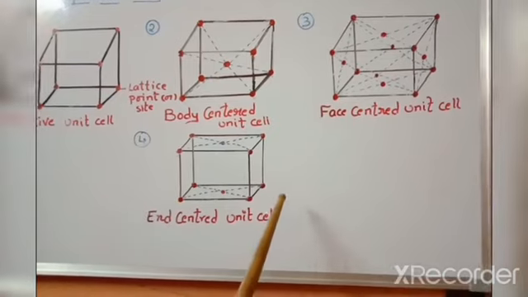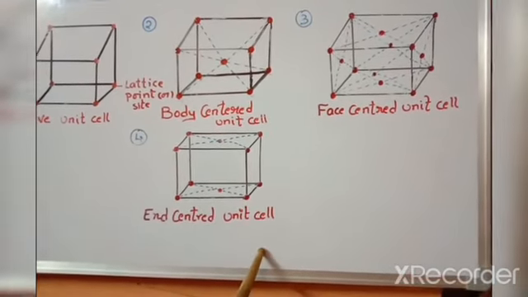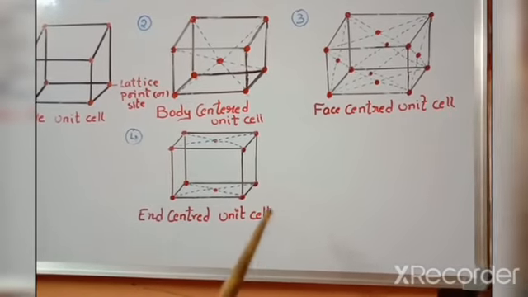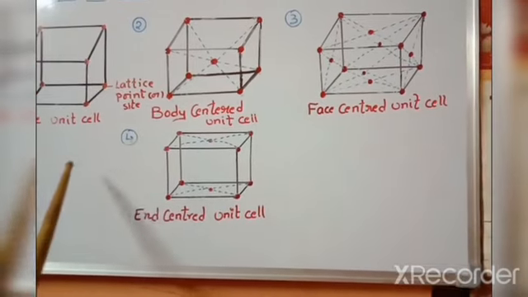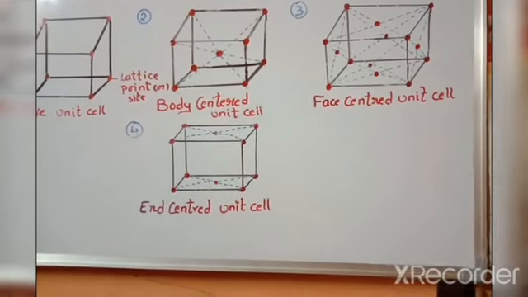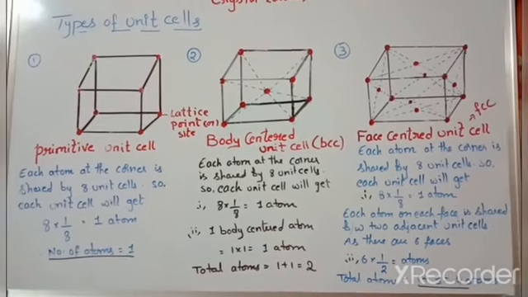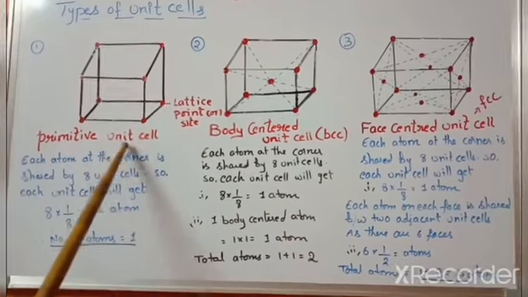So here the number of atoms in each type of unit cell can be calculated. So how many atoms are present? They can be calculated with a small sum. So how are we doing that? Now I'll explain. Now we are going to calculate the number of atoms that are present in a unit cell. So first one is the primitive unit cell.